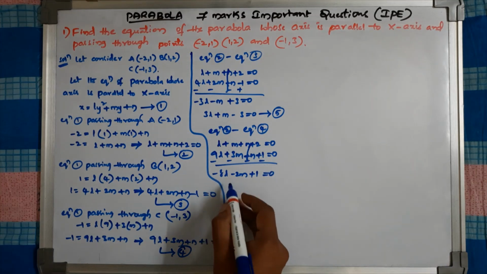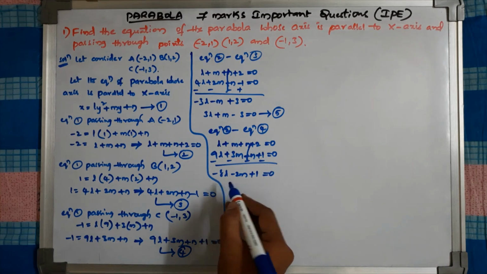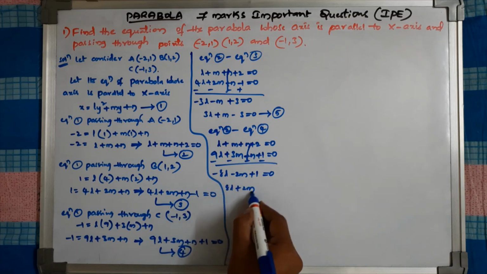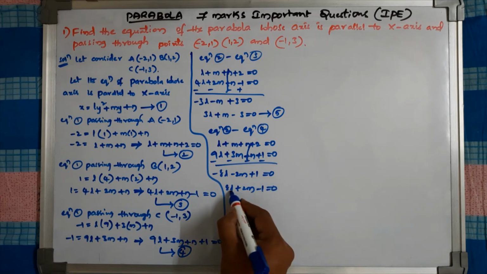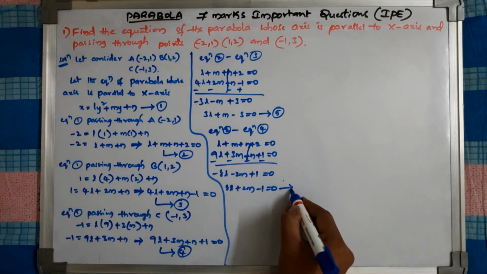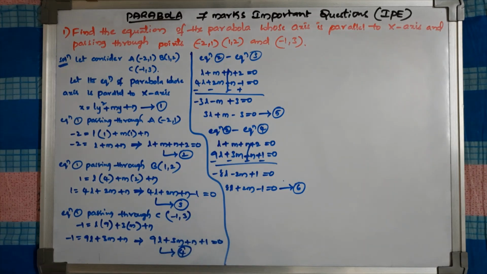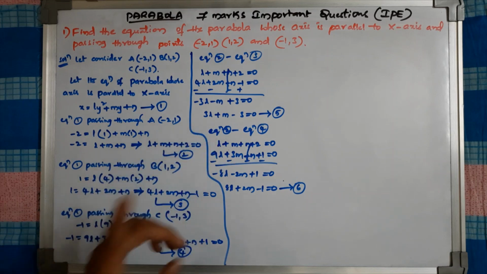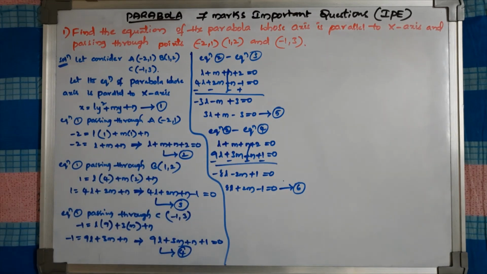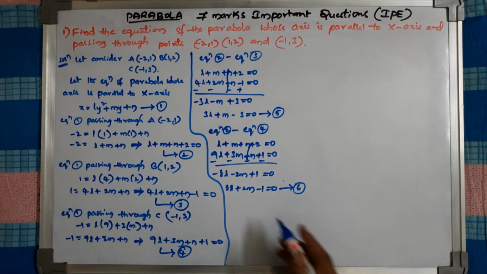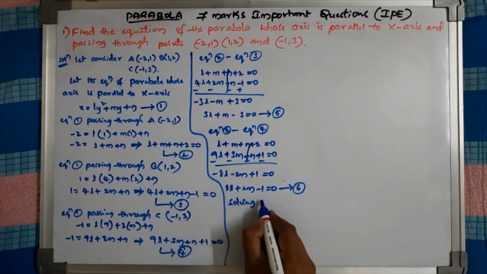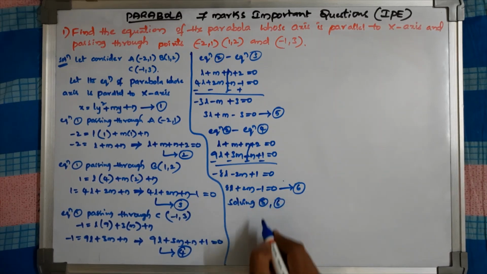Taking minus 2 common here, otherwise keep it like this, minus common here, 8l plus 2m minus 1 is equal to 0. Consider this equation as 6. On solving 5 and 6 we can get L and M values, right? Use the cross multiplication here on solving equations 5 and 6.